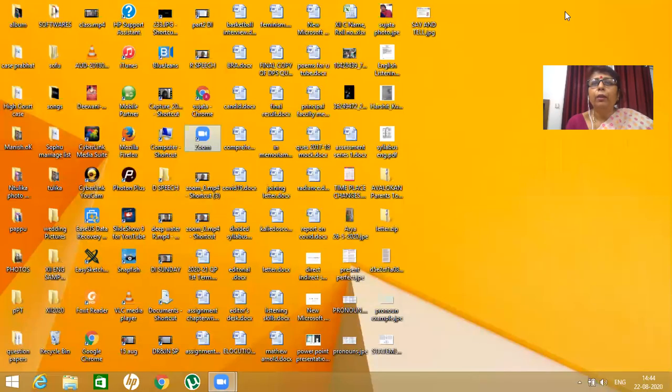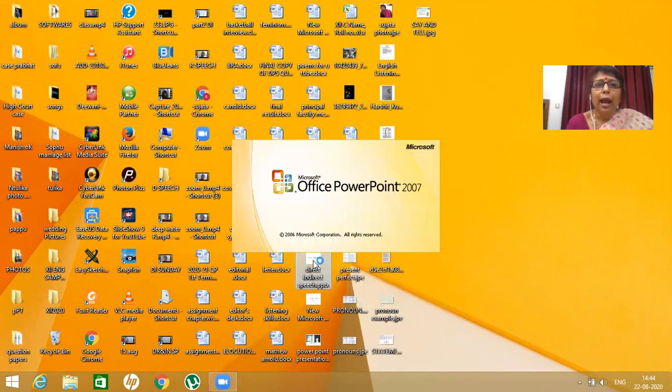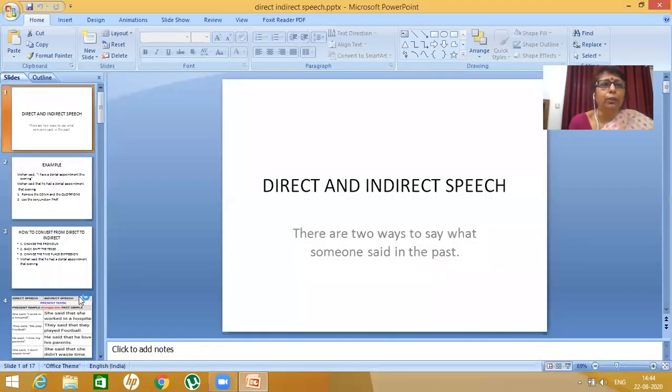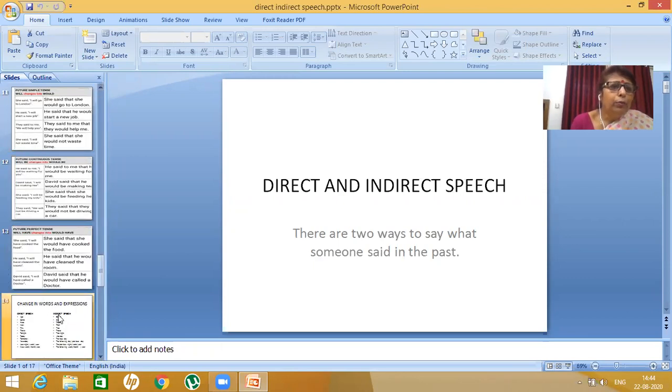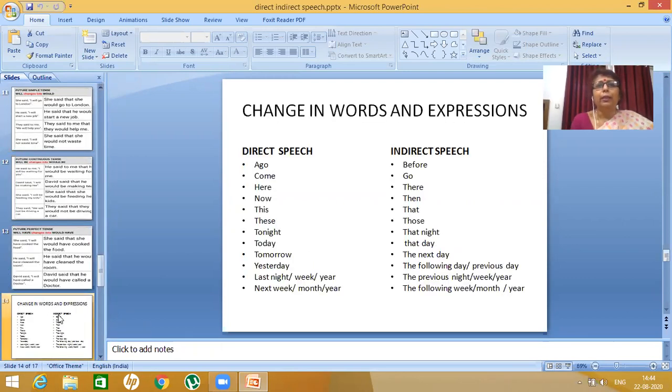Today we are going to talk about two more changes, and two very important changes. I think we had done till slide number 13, so today we'll continue from slide number 14. You can see what I have written over here: the change in words and expressions, that is, the time and place expressions we are talking about.